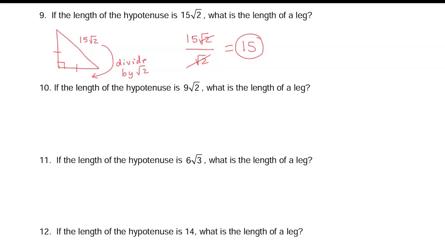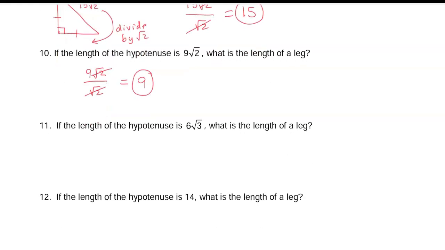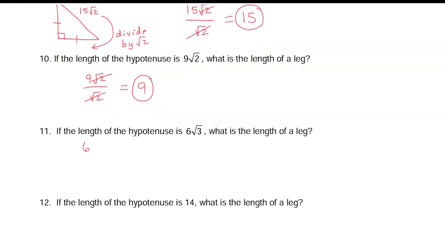Number 10, take 9 root 2 and divide by root 2. The root 2's are going to cancel, so the length of the leg would be 9. Number 11, 6 root 3 is the hypotenuse, therefore I'm going to divide by root 2 to get the leg, but I need to rationalize the denominator. So multiply top and bottom by root 2. On the top, I'll get 6 root 6. On the bottom, I'll get a 2.